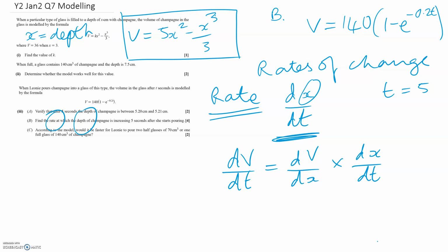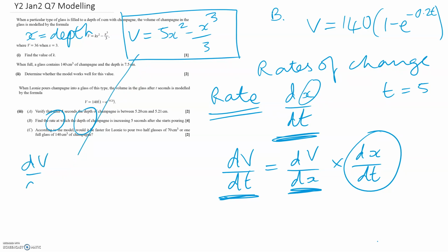So this is what we're trying to find in this question. If we can just work out what this is and what this is, then we'll be able to rearrange the equation and find dx by dt. Finding dv by dx is fairly straightforward. We can just differentiate.